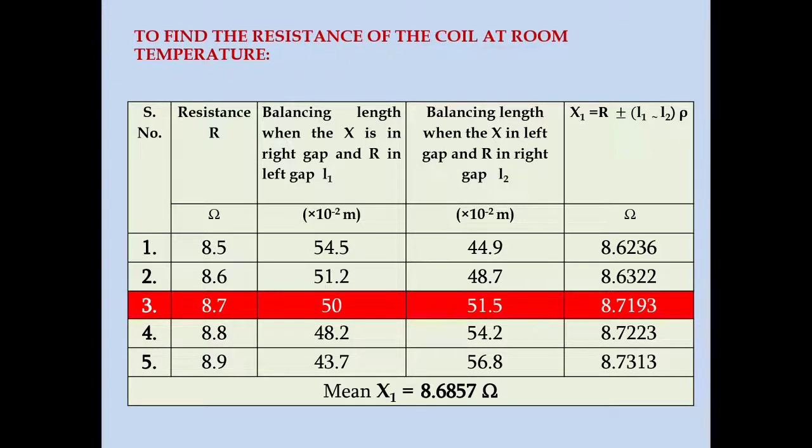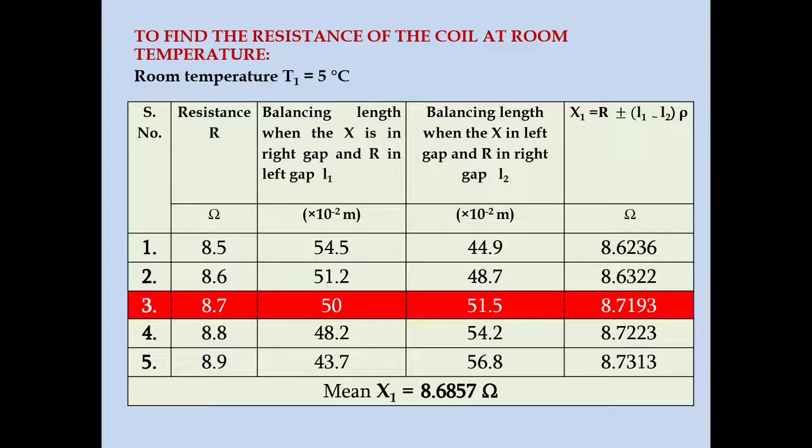Okay, so the next part of the experiment involves finding the resistance of the coil at different temperatures. It is enough to find resistance at 2 different temperatures to get the temperature coefficient of resistance of a coil. But here we have found the resistance for 3 different temperatures, one at ice point, one at normal temperature, that is room temperature, and one at boiling temperature.